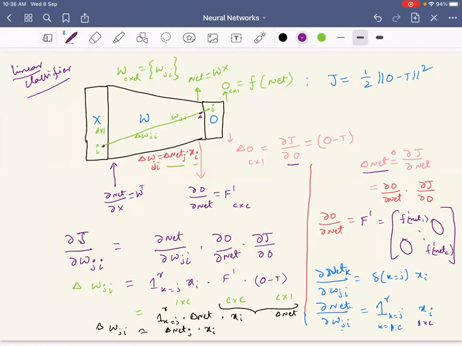Is this fine or not? Is this clear? Yes, sir. Very good. So now, see, I want to write now completely delta W.